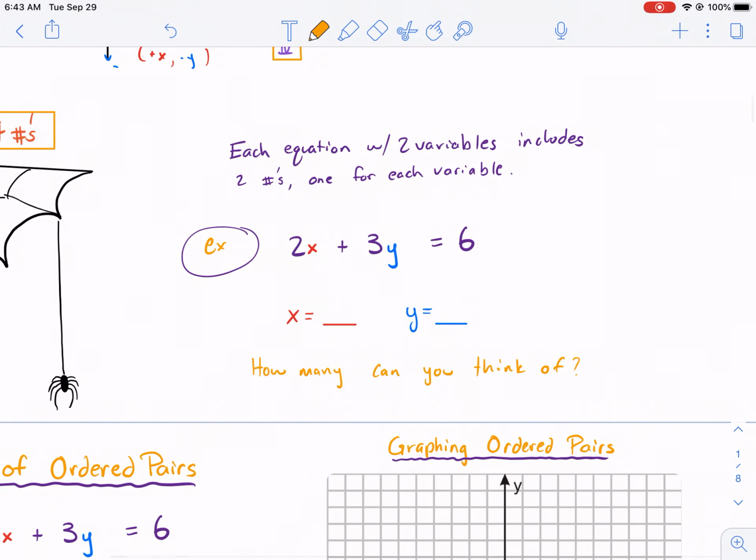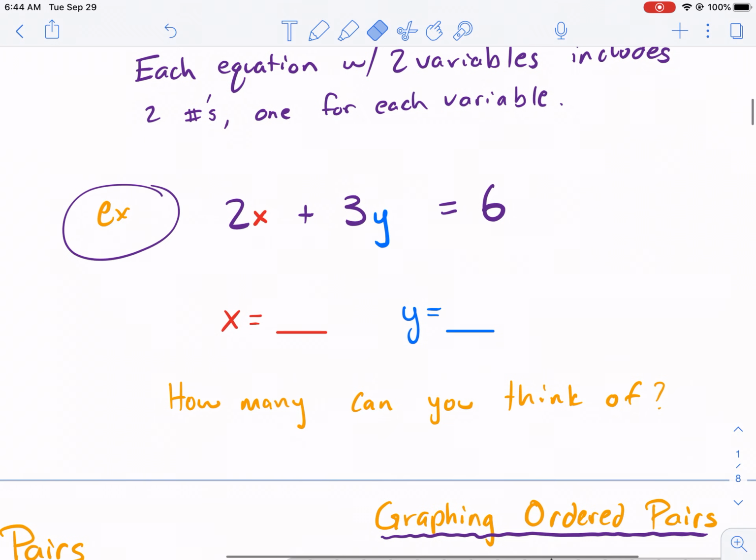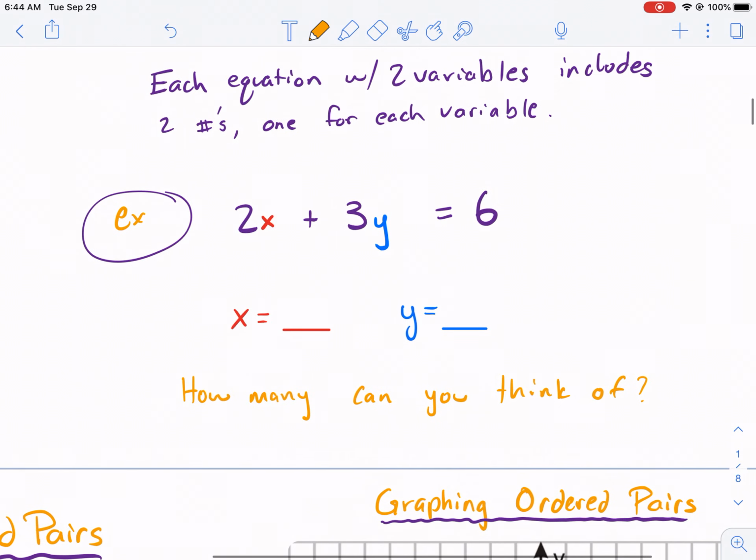Each equation with 2 variables includes 2 numbers, 1 for each variable. So we have an equation here, and you'll see that we have an x variable and a y variable. An equation in 2 variables is linear because it has no powers of x and y. It's just to the first power. So the question is, how many can you think of? Kind of a vague question, but it's asking how many values can we put in for x and y to make this a true statement that it equals 6. So what can we put in here?